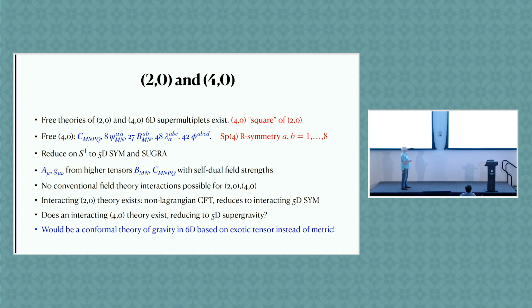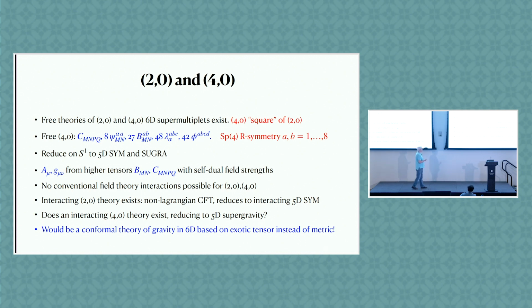Reducing on a circle gives rise, for the 2,0 case, to 5-dimensional Maxwell theory, and for the 4,0 case to linearized supergravity. I'll say a bit more about that in a moment. The graviton and the vector field come from these higher tensors, and the key thing is that both of these have self-dual field strengths, which is why they don't give more higher spin objects. For both of these theories, there are no conventional field theory interactions which could be written down that are local and covariant.